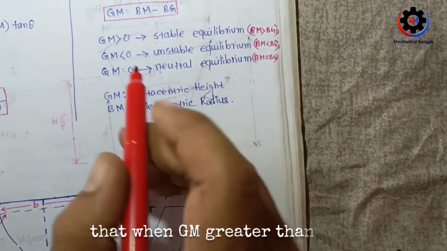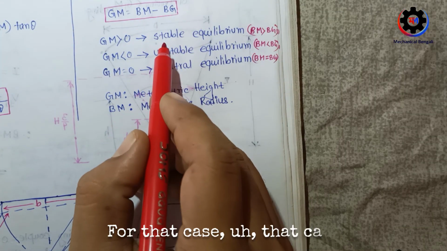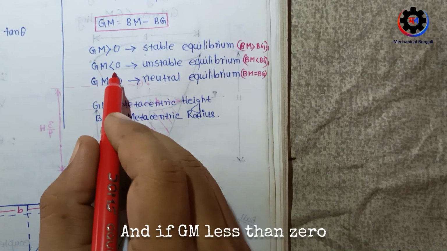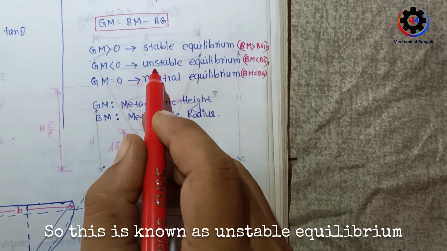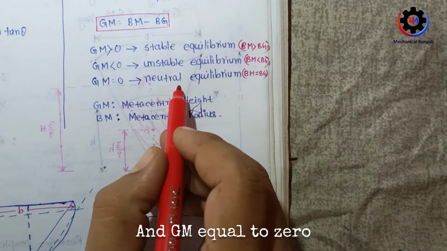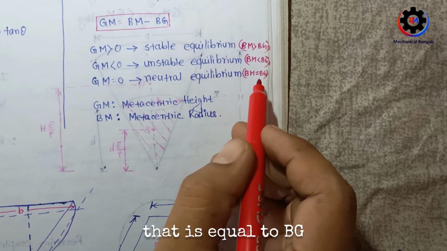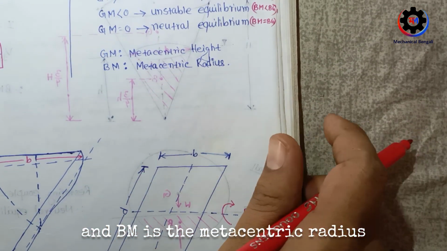Now when GM is greater than 0, that means BM is greater than BG. For that case, it is known as stable equilibrium. And if GM is less than 0, when is it possible? When BM is less than BG. This is known as unstable equilibrium. And GM equal to 0 is for neutral equilibrium. It is possible only when BM is equal to BG. So GM is the metacentric height and BM is the metacentric radius.